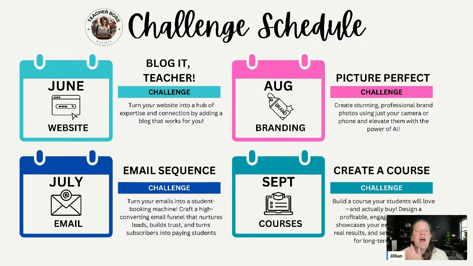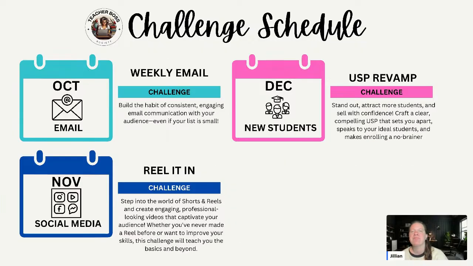It's so nice. August is going to be our picture perfect challenge. So we're going to create powerful brand photos using just your camera or phone and elevate them with the power of AI. So we're going to have really, really nice brand images. September is create a course. So you're going to learn how to create a pre-recorded course that you can do as a freebie or a paid one. But this is really going out to those people who want to do paid courses.